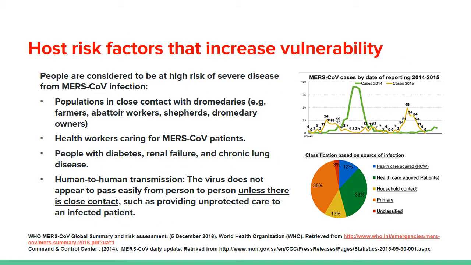Health risk factors that increase the vulnerability. Some people are more vulnerable than others and have a higher risk of being infected with MERS-CoV. The World Health Organization considers certain groups to be at high risk for severe MERS, including sub-occupations such as camel herders, abattoir workers, shoppers, or dromedary owners, who are more vulnerable to MERS-CoV than others.